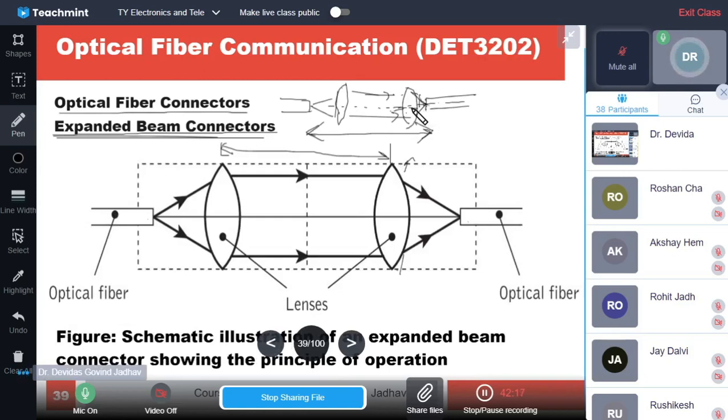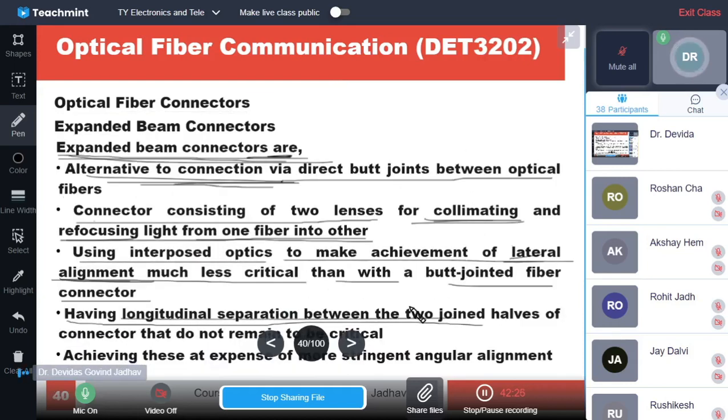So if there is an angular displacement, the focal point will be missed, and in that case there will be a loss. The misalignments, lateral and longitudinal, are now not important or critical. They are completely ignored. So they are not critical.